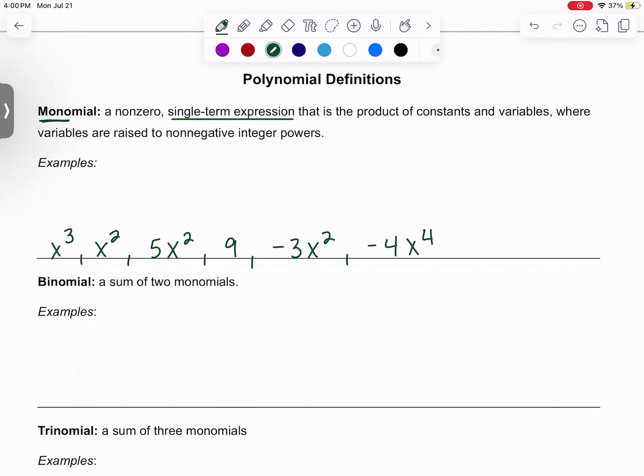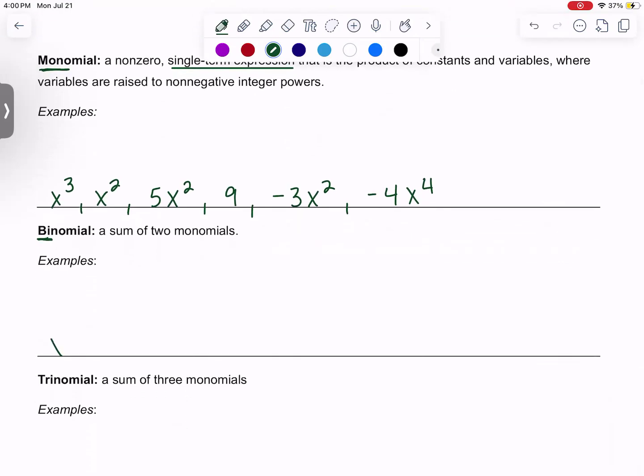Those are all monomials. A binomial, bi means two, like a bicycle, is when you have a sum of two monomials. So when you have an addition or subtraction sign: x to the third plus 5, x squared minus 1, x squared plus x. So two different monomials getting added together, and they cannot be combined. They're not like terms. They're written side by side. Even x squared minus y squared, x cubed minus y.